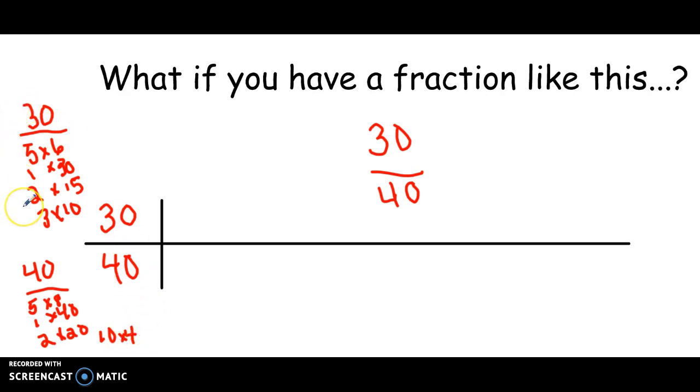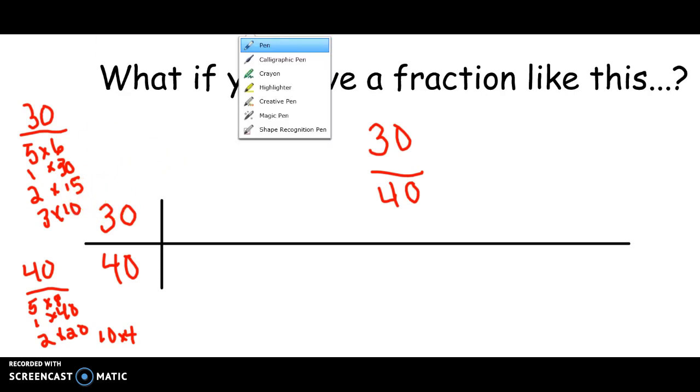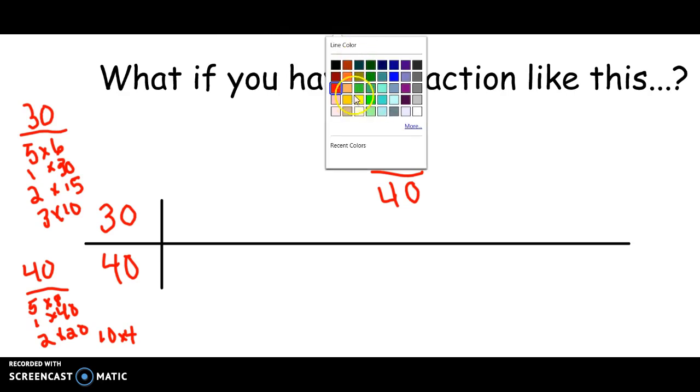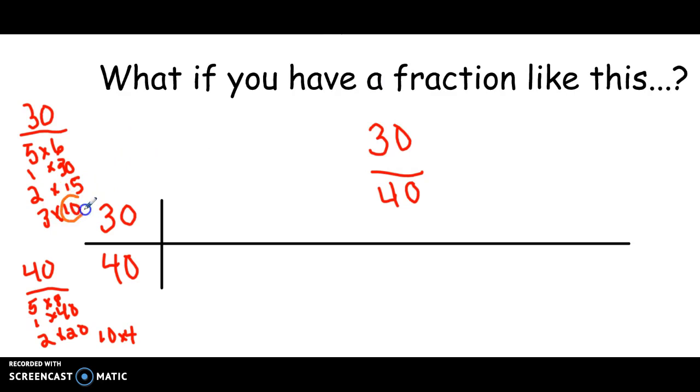What factor do these have in common? If I can find the largest, greatest common factor, I can do this in one step. You can also use any other common factors to help you to work backwards in this ratio table. I can see just from looking that both of these numbers have in common the number 10. So this time, instead of multiplying by the same number, I'm going to divide by the same number.